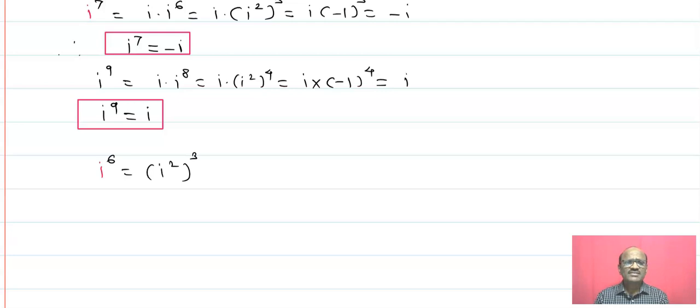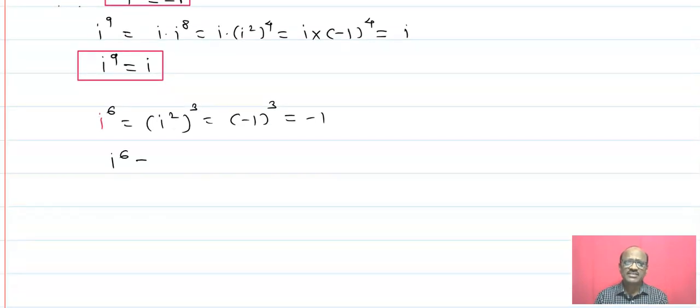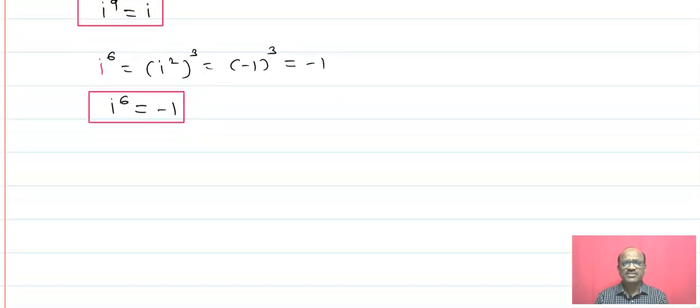Now i raised to 6. It is (i square) whole cube. But i square is minus 1. Minus 1 raised to 3 is minus 1. And now see this, we will substitute the values in the expression.